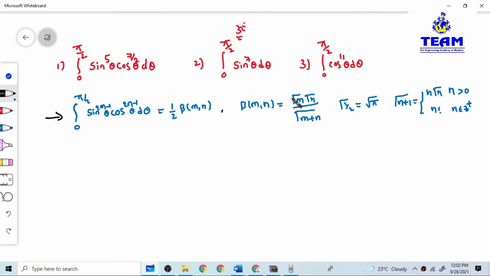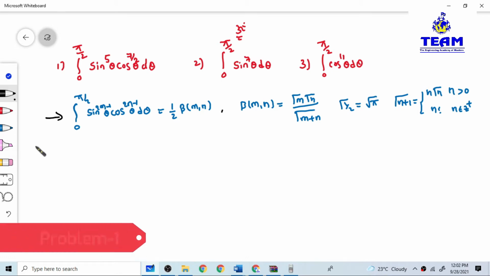Now, the relation for beta of m comma n: beta of m comma n is equal to gamma m gamma n by gamma of m plus n. Moreover, we have a formula, gamma of 1 by 2 is equal to root pi, and the gamma function for positive numbers can be expressed as n into gamma n. For positive integers you can write n factorial. These formulas you have to recall to solve these types of problems.